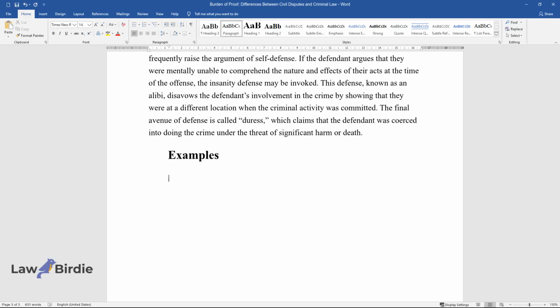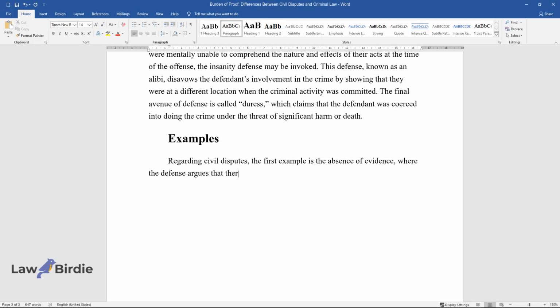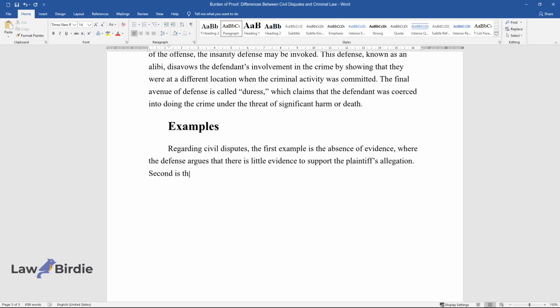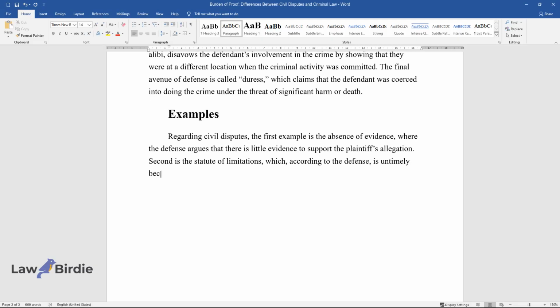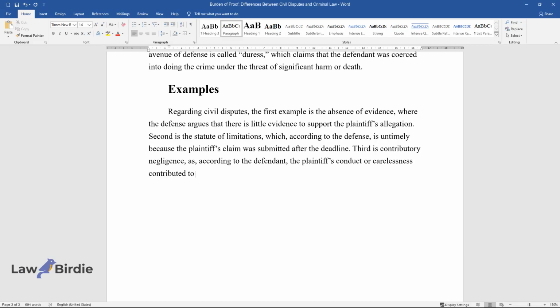Examples. Regarding civil disputes, the first example is the absence of evidence, where the defense argues that there is little evidence to support the plaintiff's allegation. Second is the statute of limitations, which, according to the defense, is untimely because the plaintiff's claim was submitted after the deadline. Third is contributory negligence, as, according to the defendant, the plaintiff's conduct or carelessness contributed to the damage they sustained.